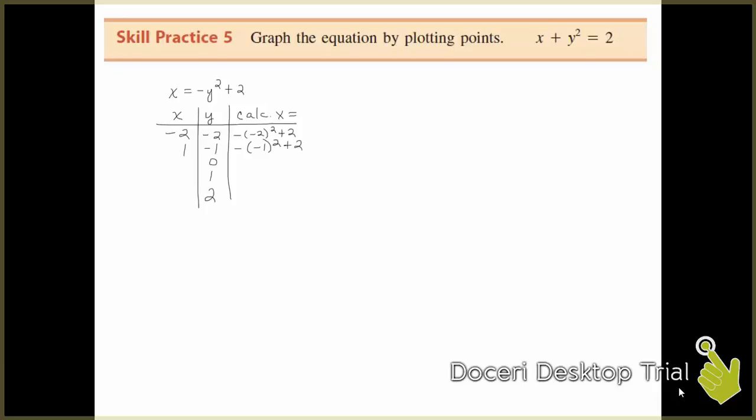Then we have 0 squared plus 2 is 2. Then we have 1 squared, but it's negative, plus 2 is 1. And negative 2 squared, which is negative 4, plus 2 is negative 2. So now we're going to go over and graph it.